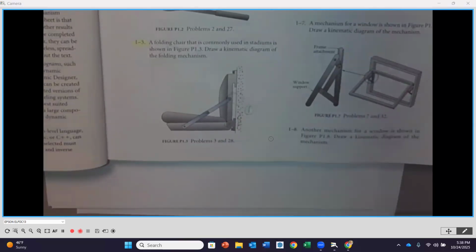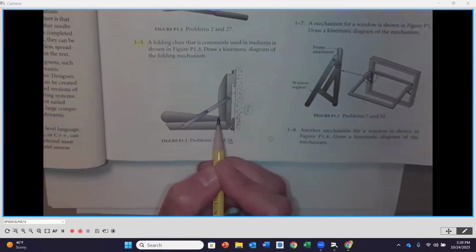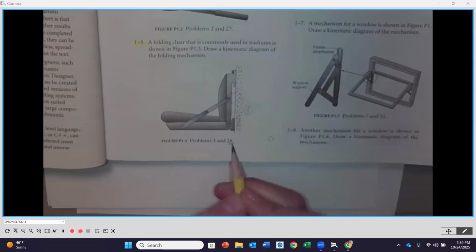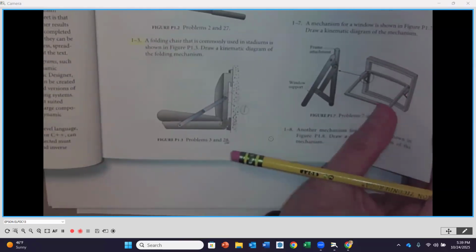Now, in addition to the diagrams, remember, you also have to do the second problem here. So problem 1-3 is the diagram, and then making sure we're putting all of our labels and such on. And then the second part is the corresponding calculation for the degrees of freedom. So that's why it says for problems 3 and 28.